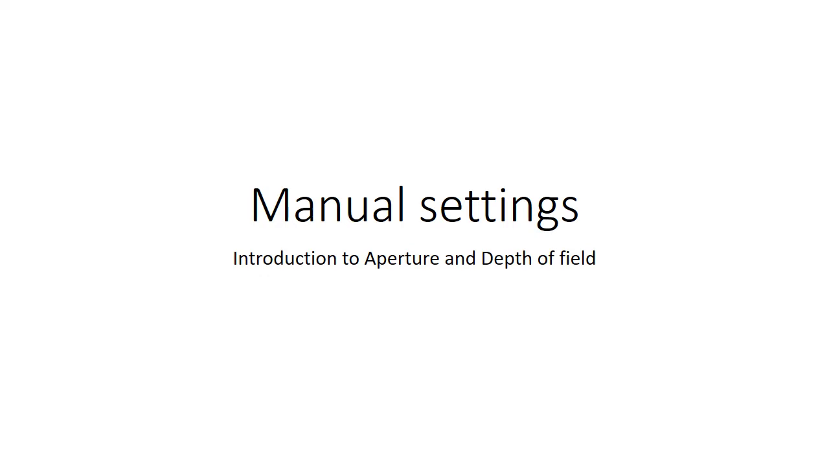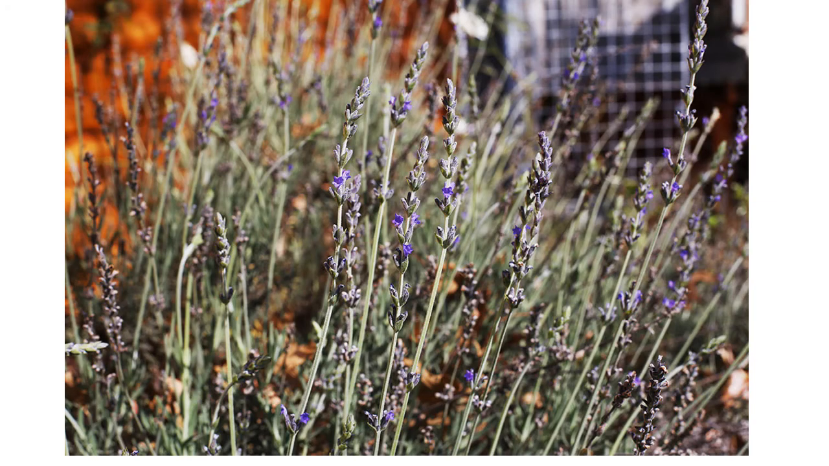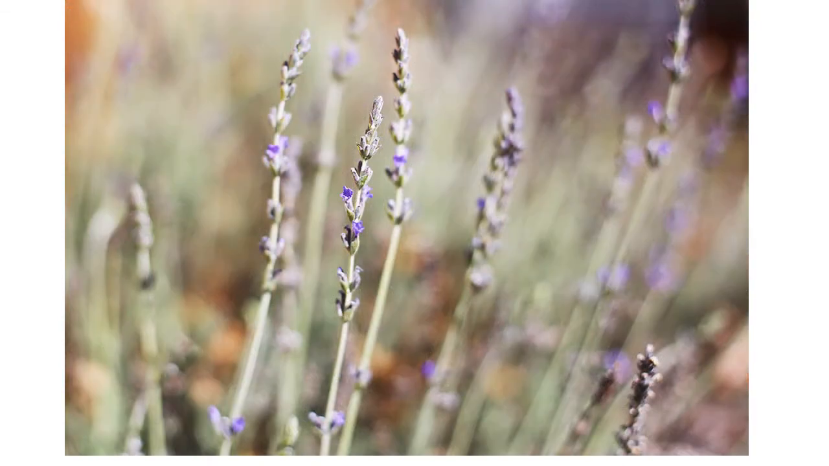Today we have a manual settings tutorial, and this is all about aperture and how that affects your depth of field. So we're going to dive right into that. For those of you who don't know what aperture or depth of field is, we're basically going to take this photo and turn it into this photo. It's about understanding how we do that, and by the end of the tutorial you'll be able to have either a shallow or deep depth of field in your photo.